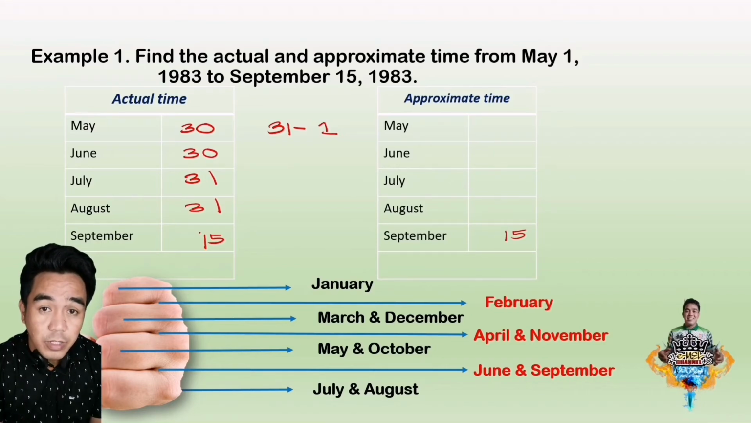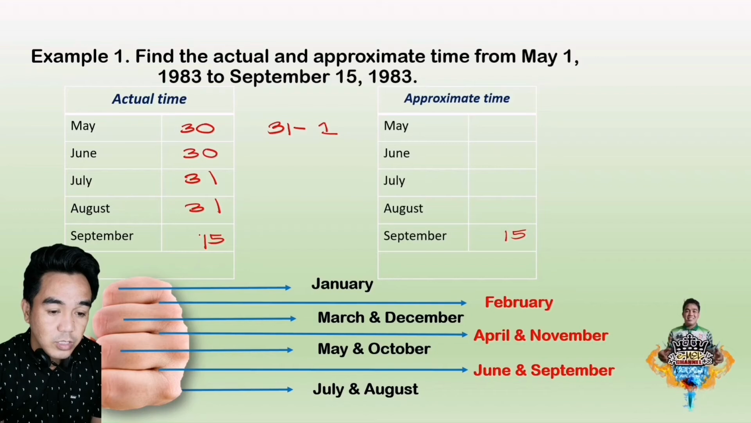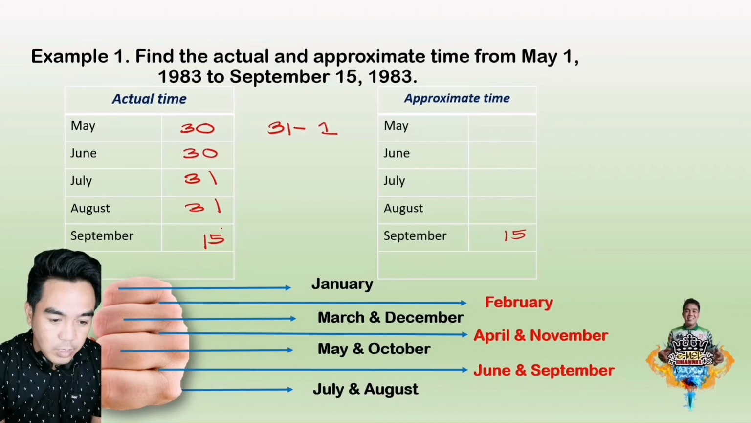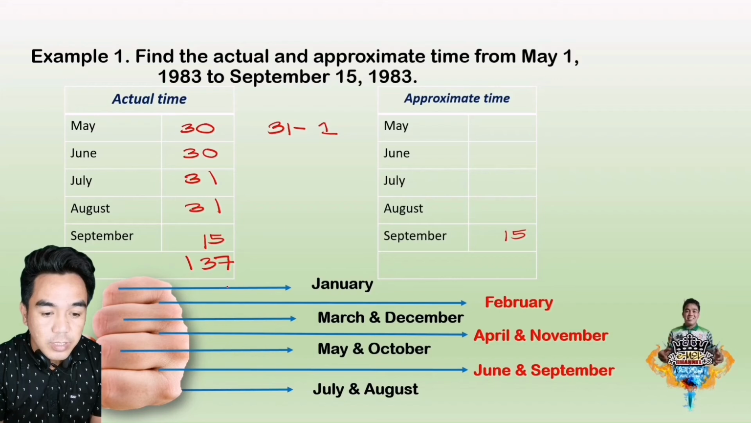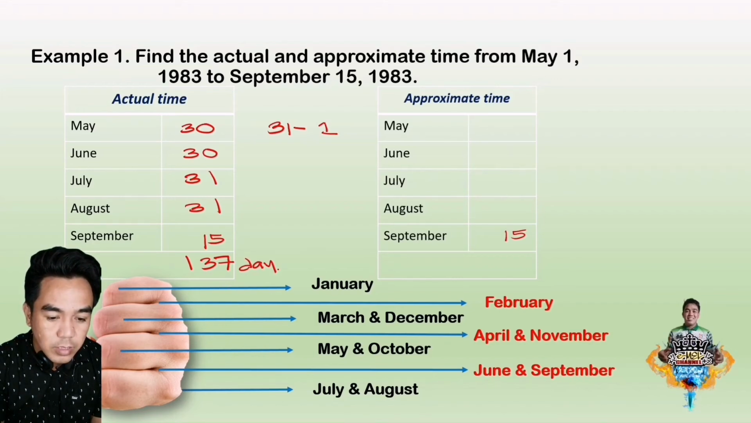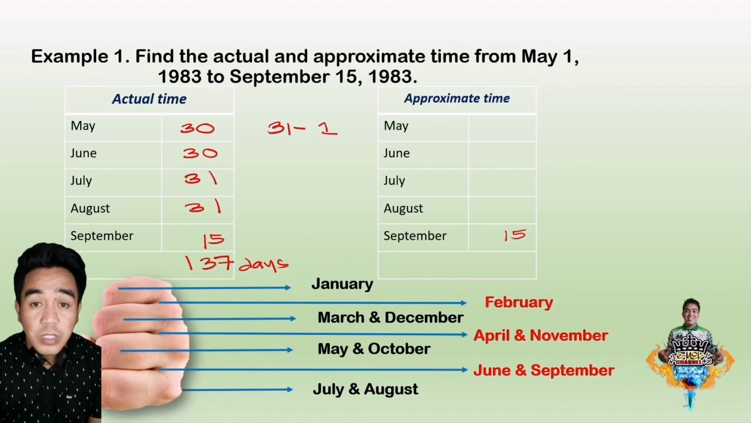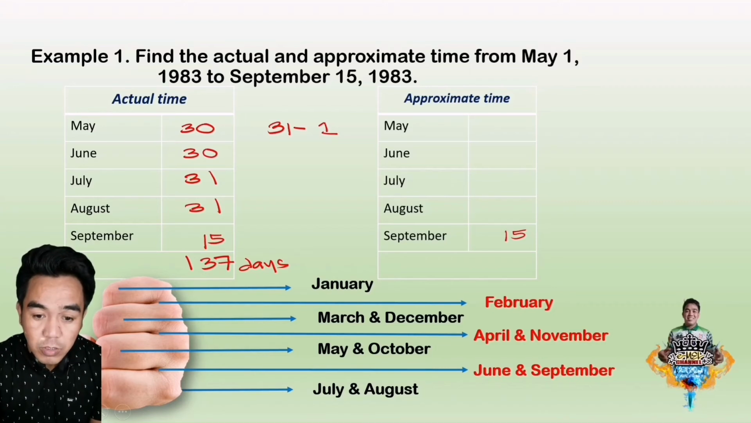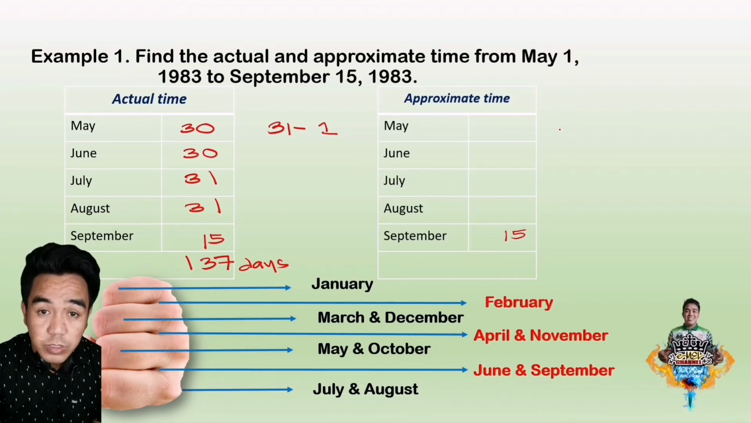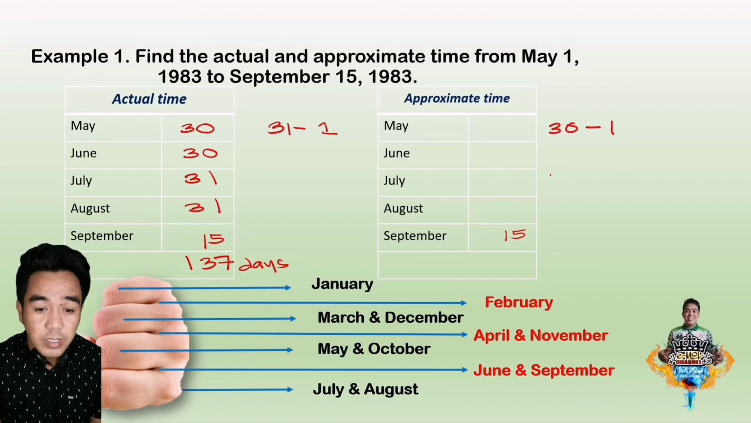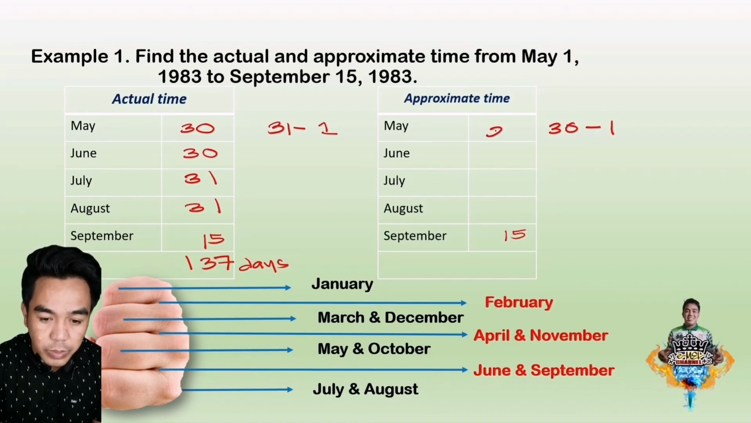Then, in order to solve for the number of days in this term of note, just simply add it all. So we have 7, 3, 3, 3, 12, plus 1, that is 137 days. Now, how about approximate time? As I told you earlier, when we say approximate time, each month has 30 days. On the first column, the same process. So we're going to subtract 1 from 30. Why is it 30? Because it is approximate time. So the answer is 29.